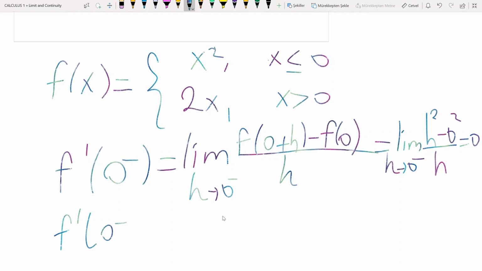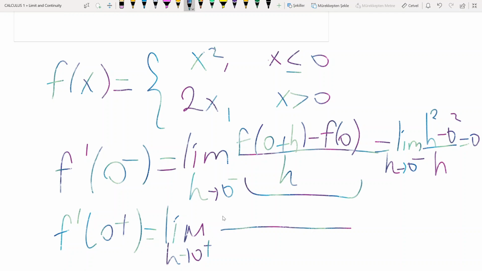What about the derivative from the right? Again, the limit formula of the derivative gives us that. I again use this formula. So we have 2h minus 0 divided by h, and it's equal to 2. As you see, the left derivative is equal to 0, the right derivative is equal to 2. This is why the derivative does not exist at the point 0.